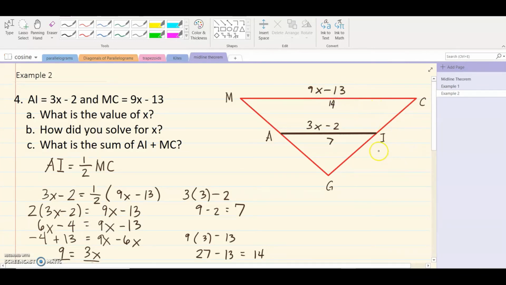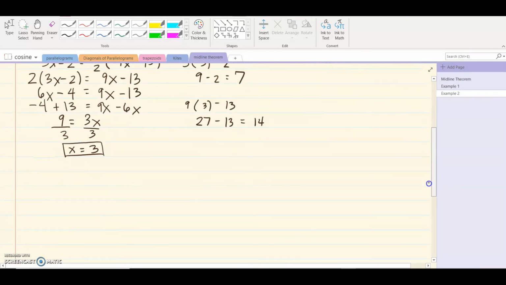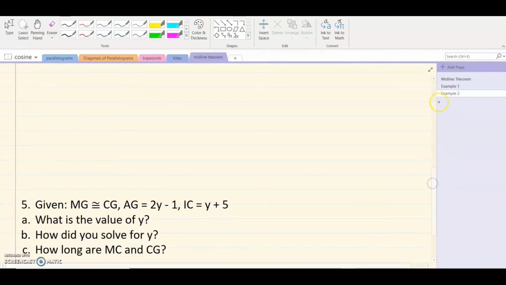So the sum of AI plus MC, that is 14 plus 7. The answer is 21. Okay. And last number.